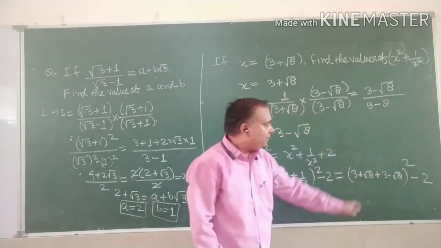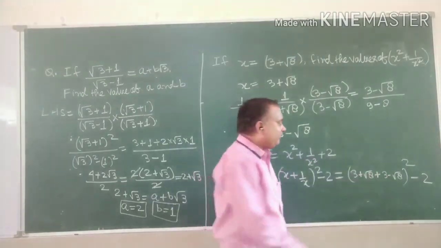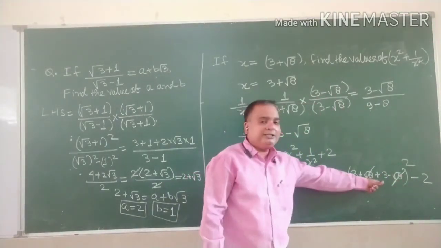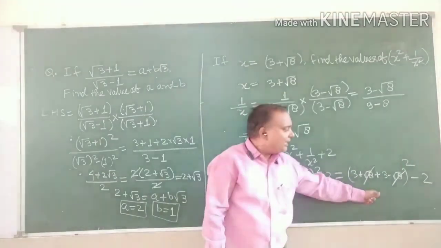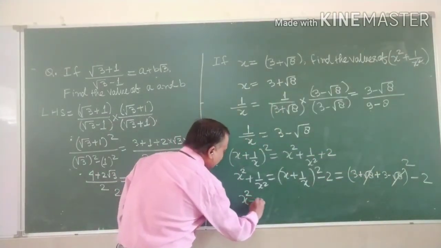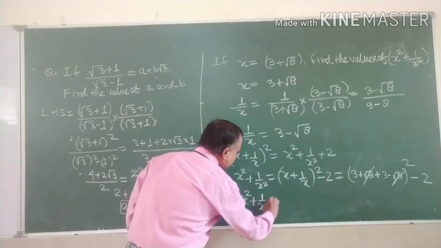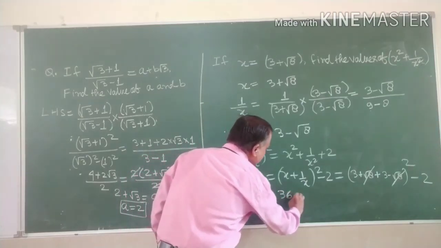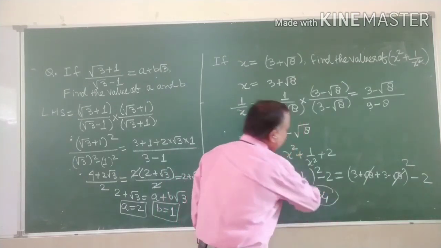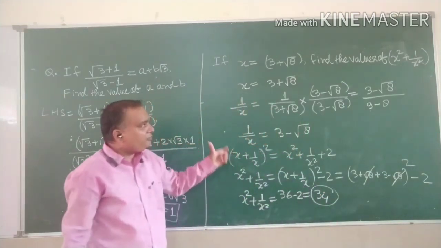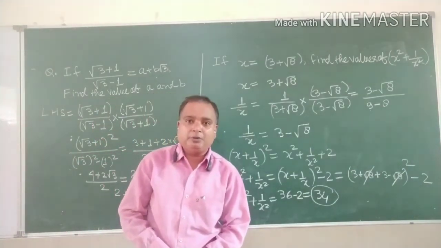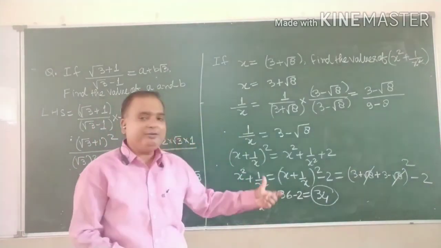If I solve, plus root 8 and minus root 8 will be cancelled out. So the remaining terms are 3 and 3. So 3 plus 3 is 6 and the square of 6 is 36. So we can write x square plus 1 upon x square equals 36 minus 2 equals 34. That is the answer. So what is the value of x square plus 1 upon x square? The value of x square plus 1 upon x square is equal to 34.